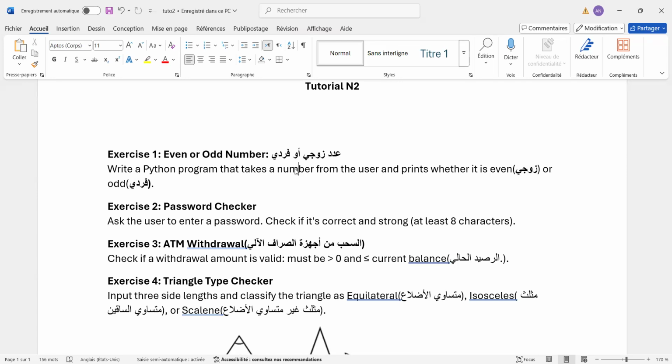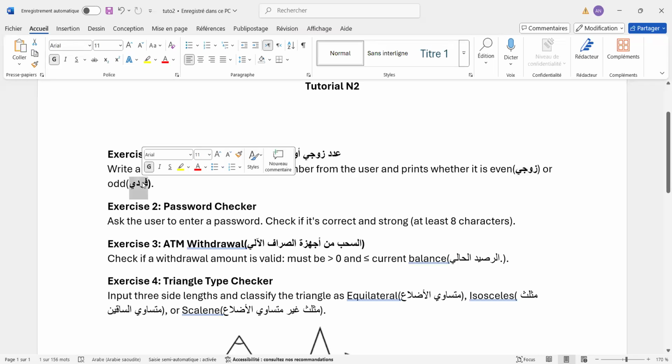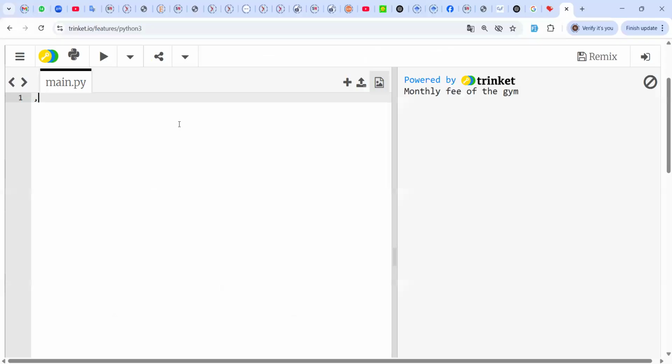That means we have to use user input, and because we are working with numbers, we have to convert the str user input to an int, okay? Because we are dealing with numbers. Then we test whether it is even or odd, so we have two conditions. That's why we are going to work with an if else statement. We are going to use this Trinket Python. Can you see it, guys?